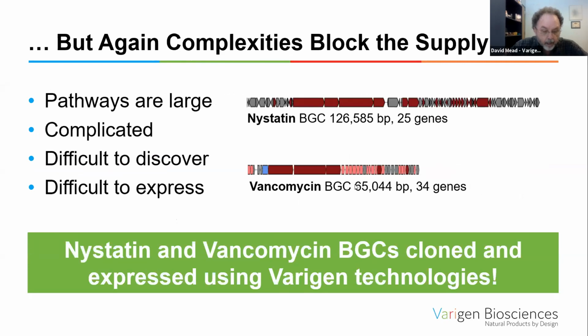Natural product discovery and production is problematic for a number of reasons. These pathways are very large, they're complicated, they're difficult to control and work with. We've developed these new tools to overcome these challenges. Verigen Biosciences has cloned and expressed very large clusters of DNA, such as those for the antifungal drug nystatin and the antibiotic vancomycin shown here. This is very disruptive technology.